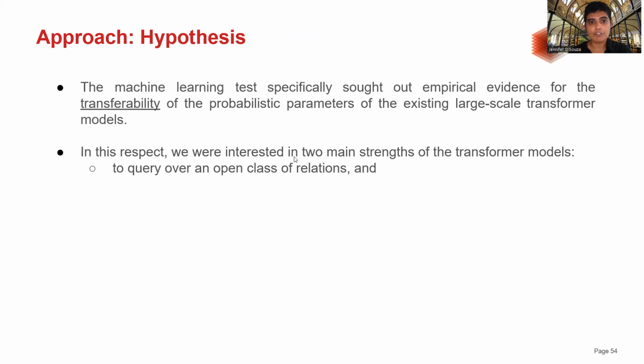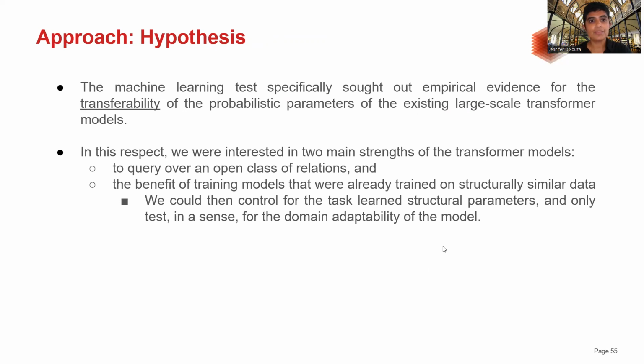In this respect, we were interested in 2 main strengths of the transformer models: to query over an open class of relations, and to also tap into the benefit of models that were already trained on structurally similar data. In this way, we could then control for the task-learned structural parameters and only test, in a sense, for the domain adaptability of this model.